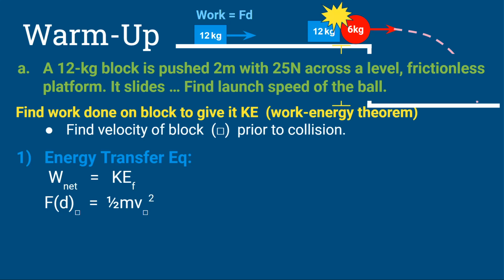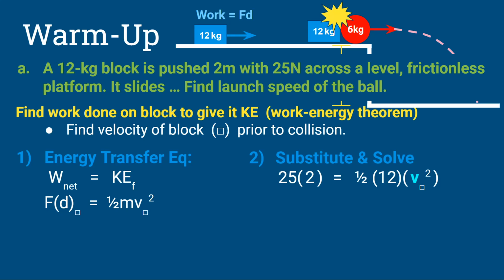They didn't tell us the work that was done. Instead, in the question they told us that there was a force of 25 newtons applied for 2 meters. And so we're going to multiply that 25 Newton force times that 2 meters, and we're going to set it equal to 1/2 mv squared. That's our kinetic energy equation, and we're looking for that velocity of the block.